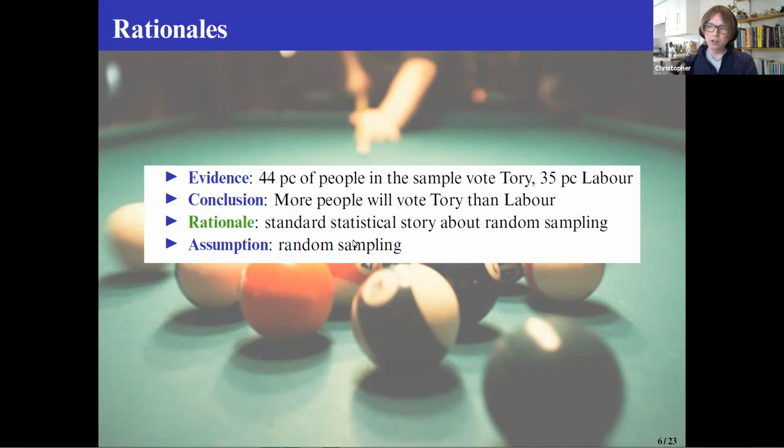But it's not just that they draw that conclusion on the basis of that evidence. They also can tell a story about why that evidence is evidence for that conclusion. That story might be the well-known standard statistical story about inference from random samples. That's just what I mean by rationale. A rationale is any story that you can tell that makes explicit the warrant for a conclusion, that tells you why or how the evidence you're pointing to really is evidence for that conclusion. And it'll be important for my purposes to point out that these rationales make assumptions. In this case, the key assumption is that the sample is random or almost random.